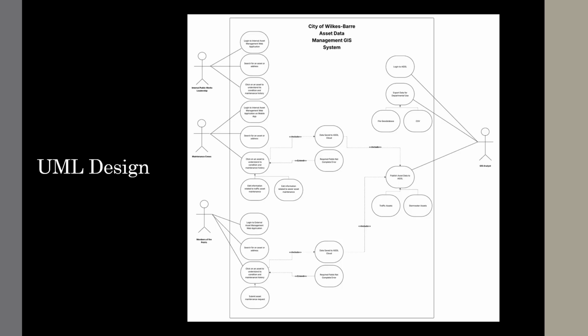The UML design for the City of Wilkes-Barre GIS system is based upon the relationship of 3 types of users and the GIS analyst that is providing the data in the Software as a Service hosting environment ArcGIS Online. The users of the applications, or actors, include internal public works stakeholders, maintenance crews, and members of the public.